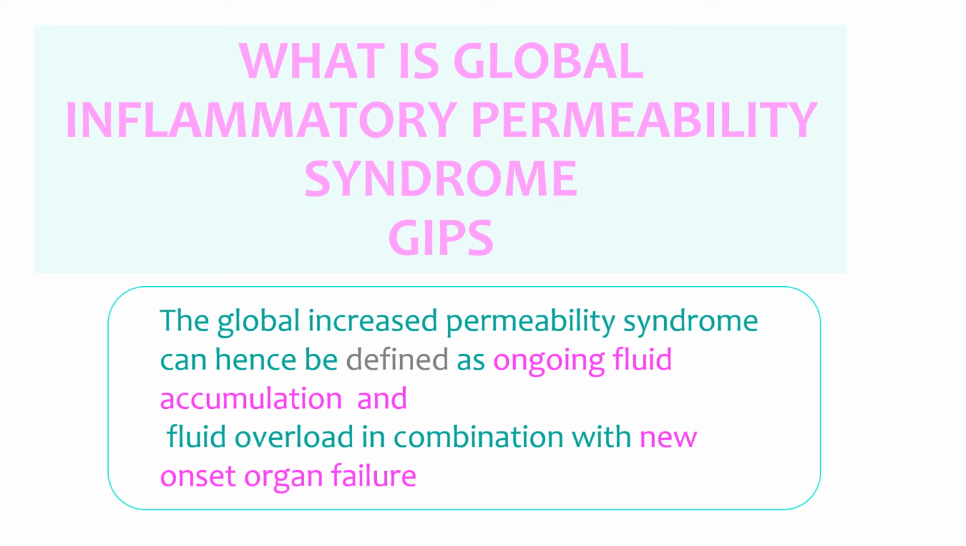So this happens because there is spontaneous mobilization of all the fluid that you have given into the intravascular compartment and improved GFR. But sometimes this does not happen. The patient does not improve, and there is ongoing fluid accumulation and the need for giving fluid, and this combined with a new onset organ failure is called global inflammatory permeability syndrome.